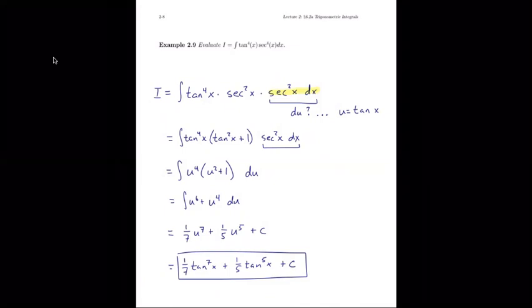So if this was going to be a du, we ask ourselves, what works, or will it work for some u? And in this case, it does. We see off to the right, and maybe after some thinking, we realize, if u is tangent of x, we know that the derivative of tangent of x is secant squared x.